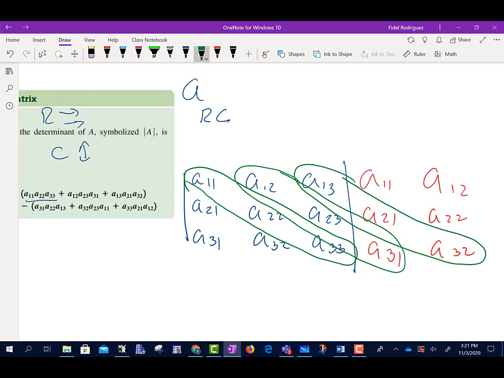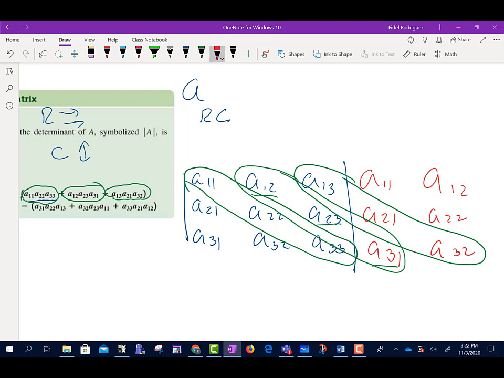And if you notice, look at the numbers that I circled in the diagonals. Look, so here is the first one, A11, A22, A33. And then look at the next ones that I grouped. A12, A23, A31. Okay. And then the third set is A13, A21, A32. Okay. We're going to multiply those numbers together.